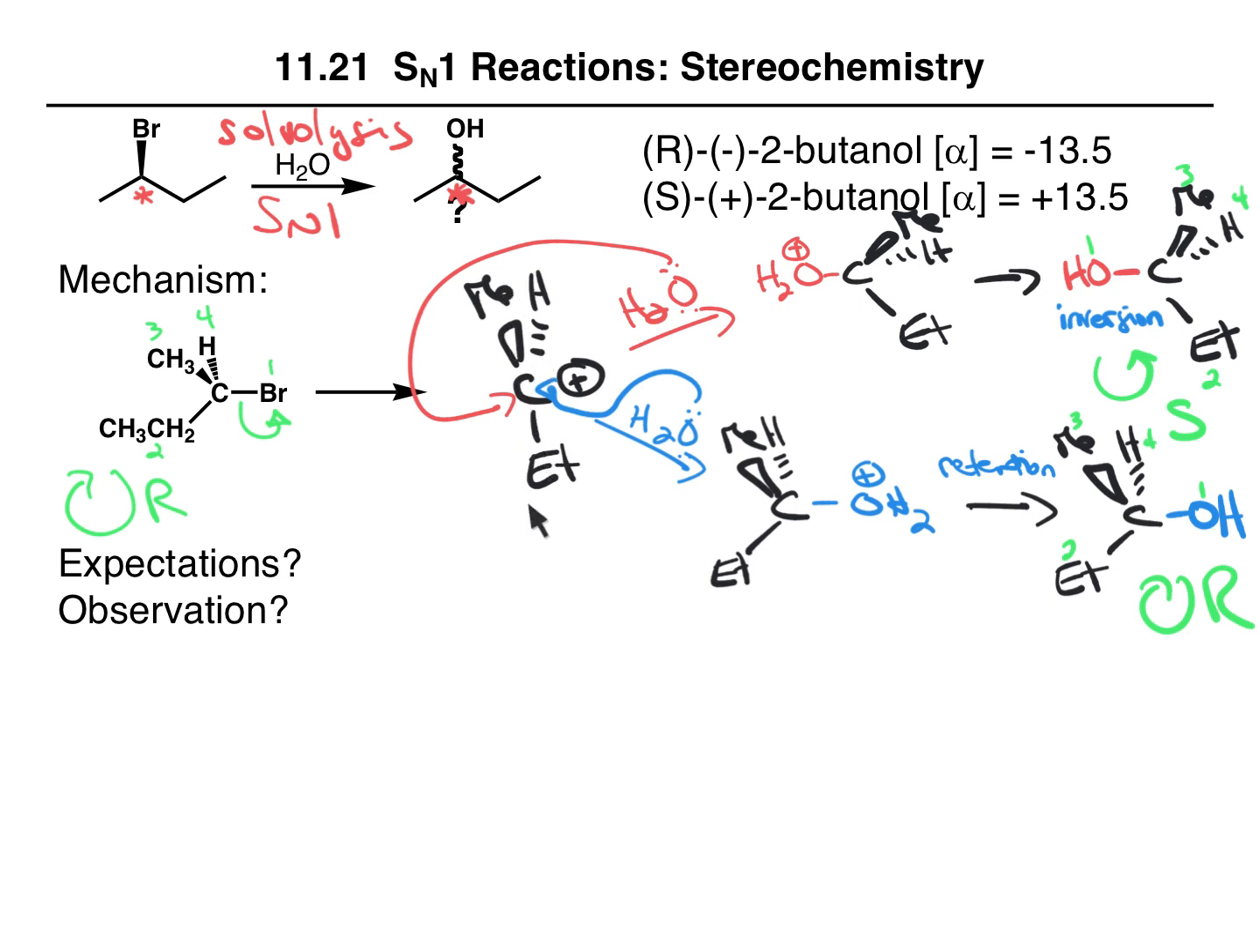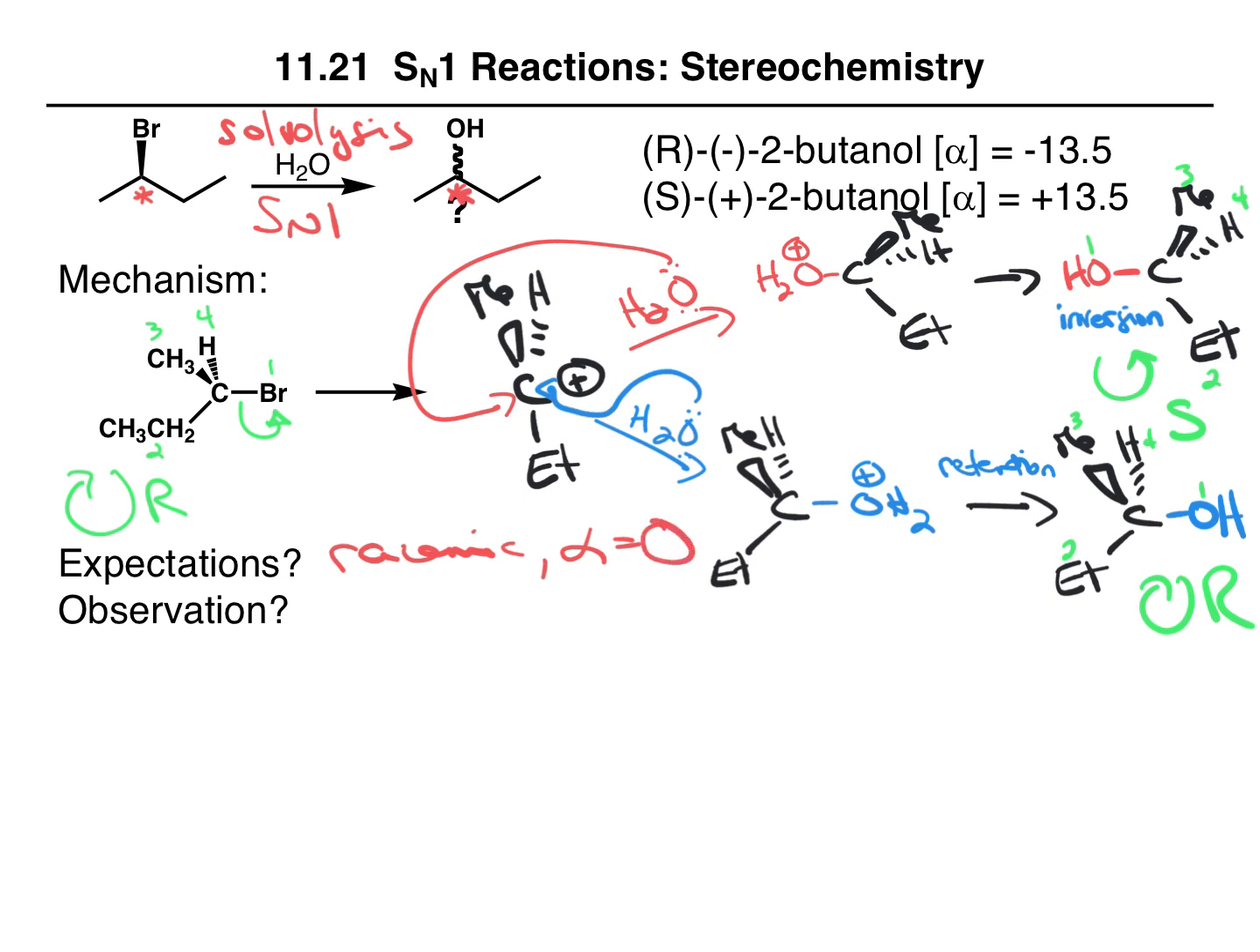Given that this carbocation is planar, it should be equally likely for the nucleophile to add from the left face or from the right face. Therefore, we would expect a 50-50 mixture of the reaction proceeding with inversion or retention, which means a 50-50 mixture of S and R, which means an optically inactive racemic mixture. So we would expect a racemic mixture where our measured rotation would be 0.